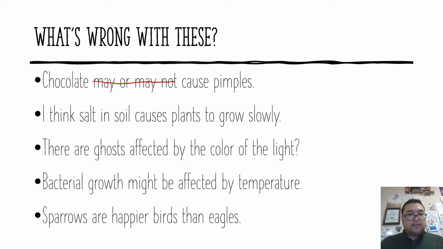Second one, I think salt in soil causes plants to grow slowly. So again, the I think portion is the incorrect part. You shouldn't use personal pronouns. Avoid including yourself inside a scientific hypothesis. So: salt in soil causes plants to grow slowly. Third: are ghosts affected by the color of the light? So again, it is a question. That is not a hypothesis. Remember, a hypothesis is a statement.